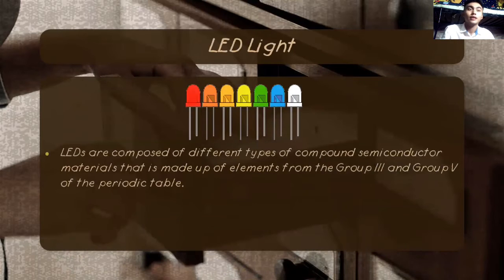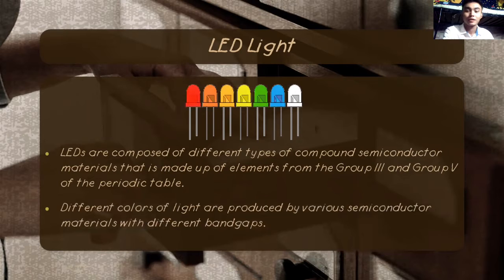LEDs are composed of different types of compound semiconductor materials that are made up of elements from group 3 and group 5 of the periodic table. Among these elements are aluminum, gallium, and indium. From what I said, the color of the light that can be seen in the LED depends on the materials. Here are the materials used and the colors that will occur.